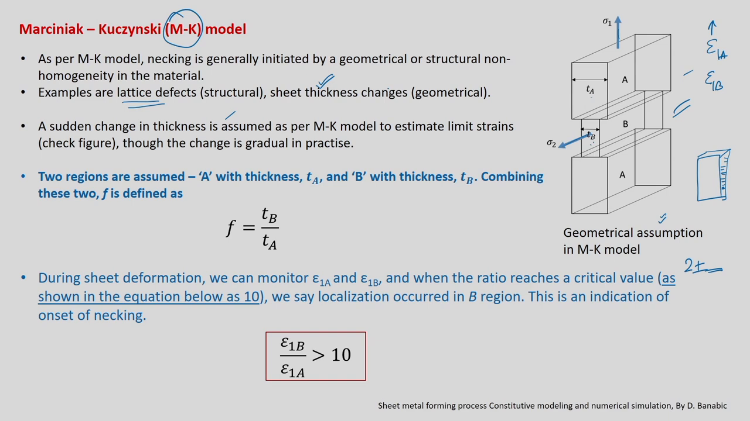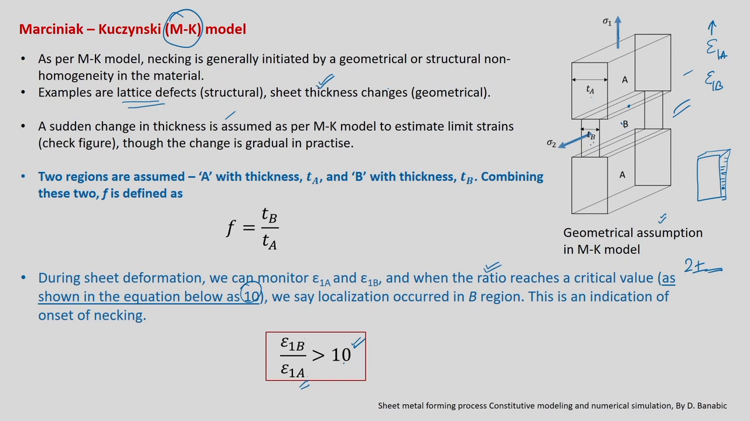Now we are going to say that when this particular ratio reaches a critical value, for example 10, I am writing epsilon 1B divided by epsilon 1A is greater than 10, then I am going to say that localization occurred in B, which is an indication of onset of necking of that particular sheet. So I am going to simply monitor epsilon 1B with respect to epsilon 1A. Once it crosses 10, I am going to say that the material is going to neck. At that stage I pick up epsilon 1 star and epsilon 2 star, in A closer to B, to call them the limit strains.